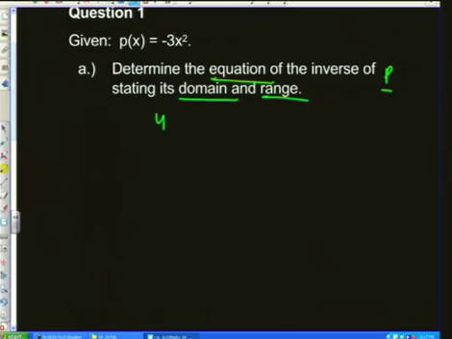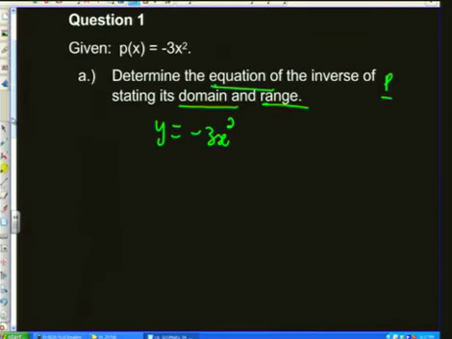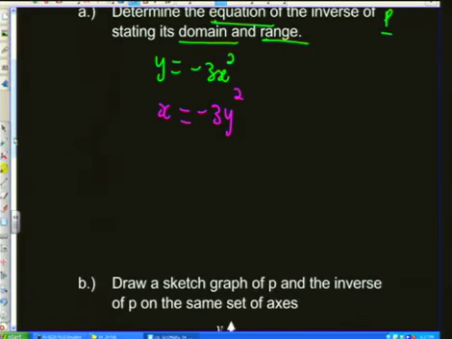So you're given y equals minus 3x squared. Okay? And we said for your inverse, you interchange x and y. So where I see x, I put y. Where I see y, I put x. So this is x equals minus 3y squared. And then next I have to make y the subject of the formula. So now I will have to divide by minus 3, right?